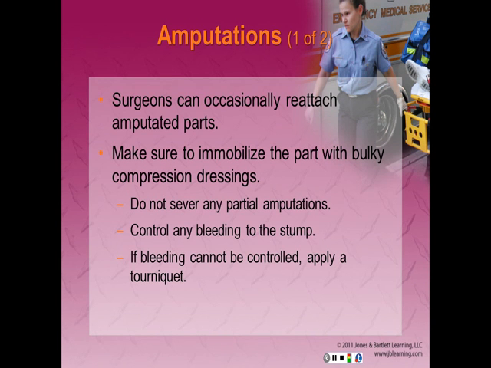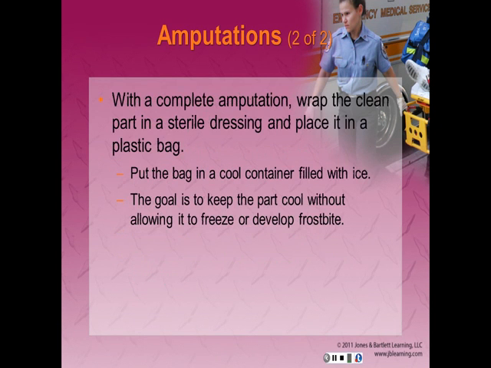Amputations. Surgeons today can occasionally reattach amputated parts. With partial amputations, make sure to immobilize the part with bulky compression dressings and a splint to prevent further injury. Do not sever any partial amputations, and control any bleeding to the stump. If bleeding cannot be controlled, you should apply a tourniquet.